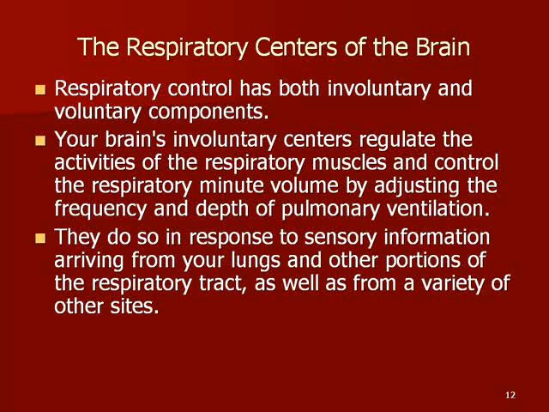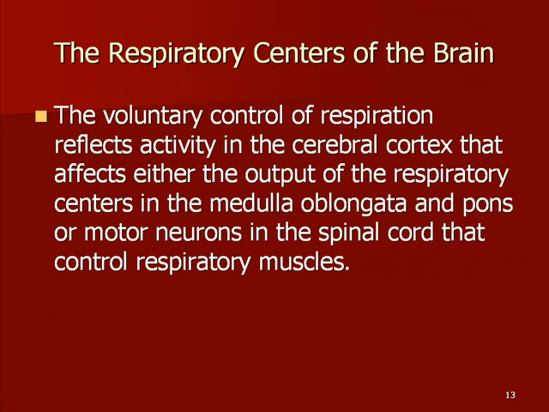Respiratory control has both involuntary and voluntary components. Your brain's involuntary centers regulate activities of respiratory muscles and control respiratory minute volume by adjusting the frequency and depth of pulmonary ventilation. They do so in response to sensory information arriving from your lungs and other portions of the respiratory tract, as well as from a variety of other sites. The voluntary control of respiration reflects activities in the cerebral cortex that affect either the output of respiratory centers in the medulla oblongata and the pons, or motor neurons in the spinal cord that control respiratory muscles.